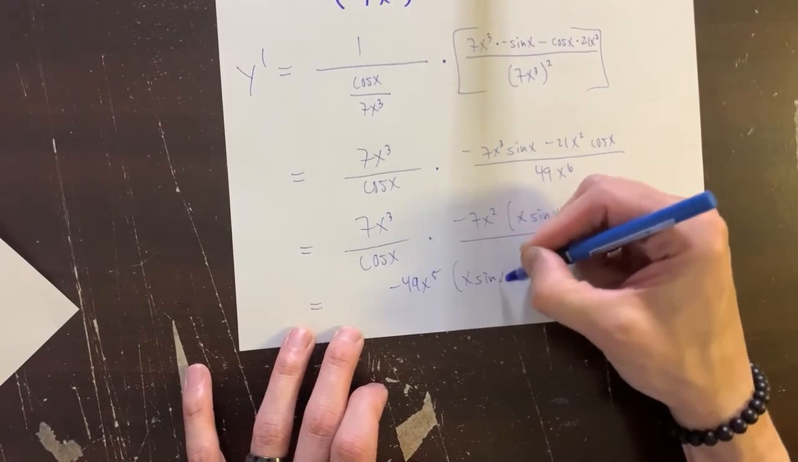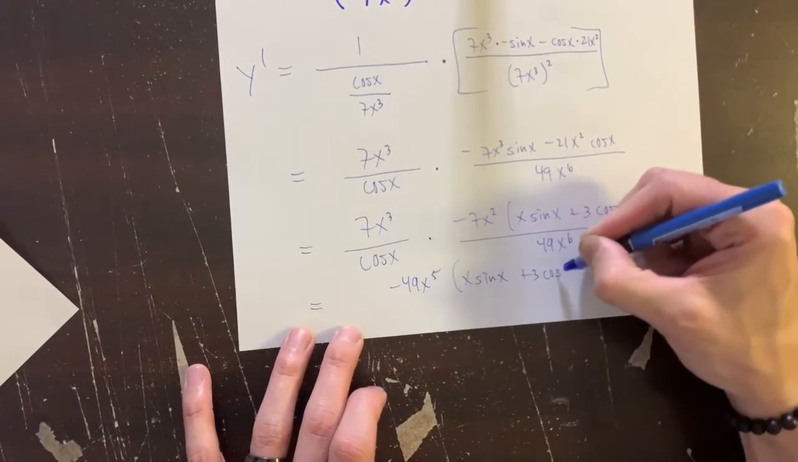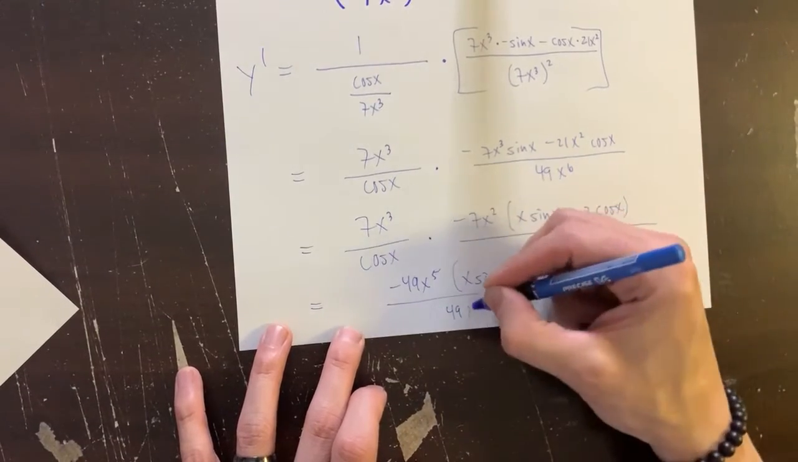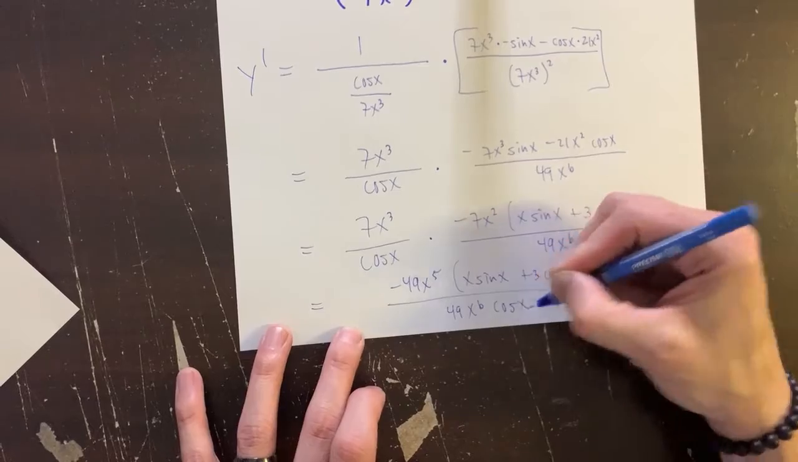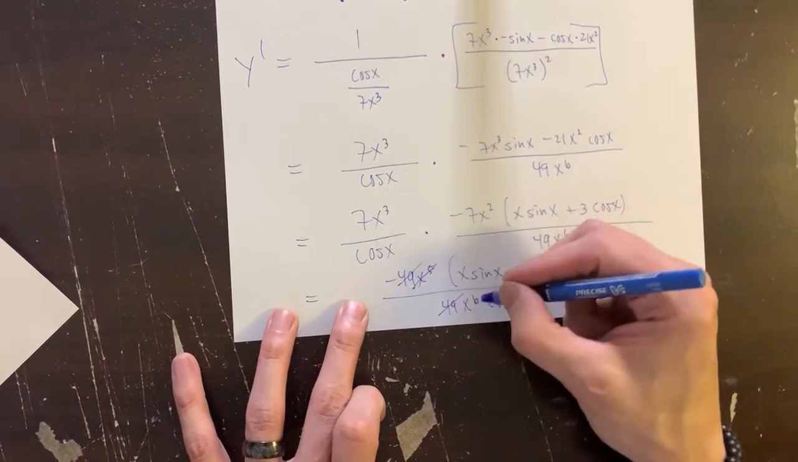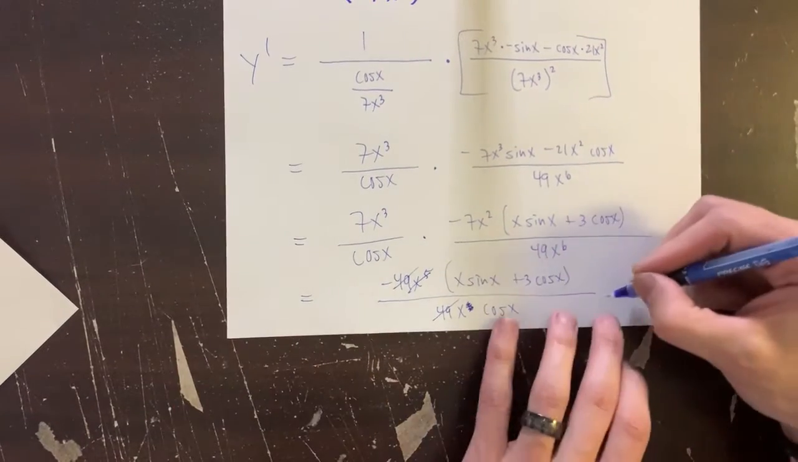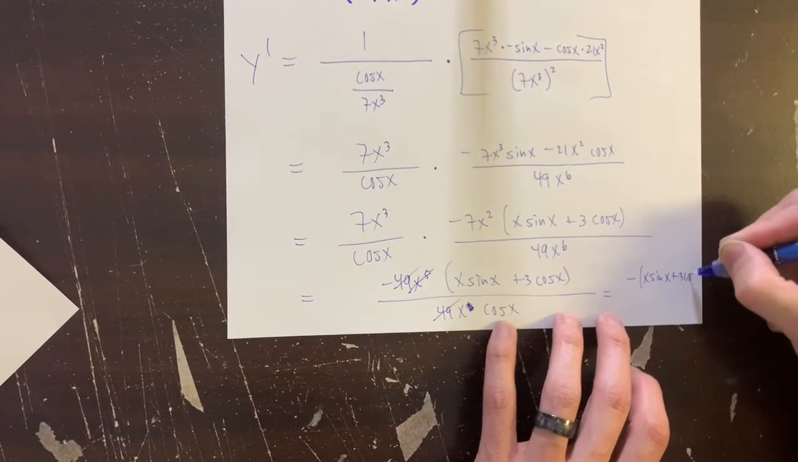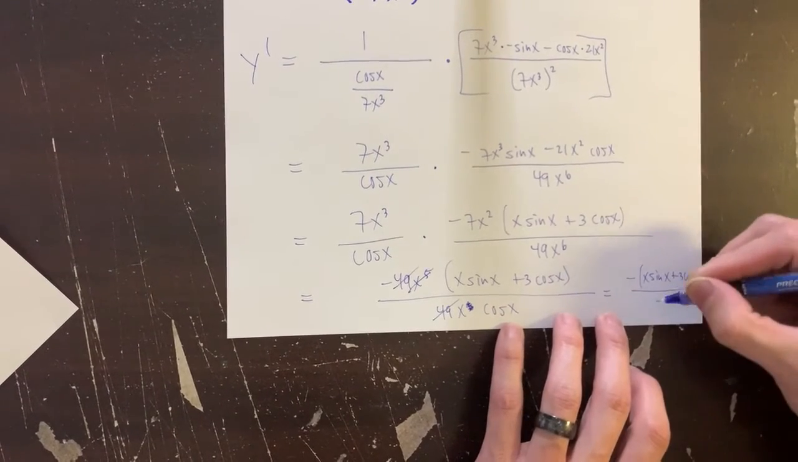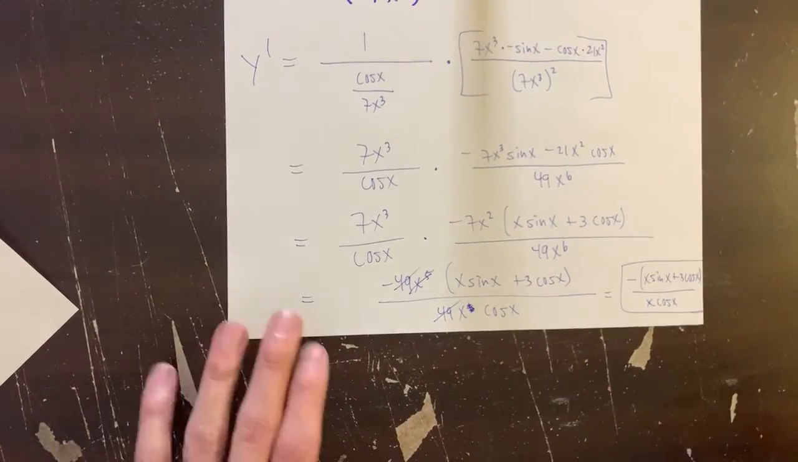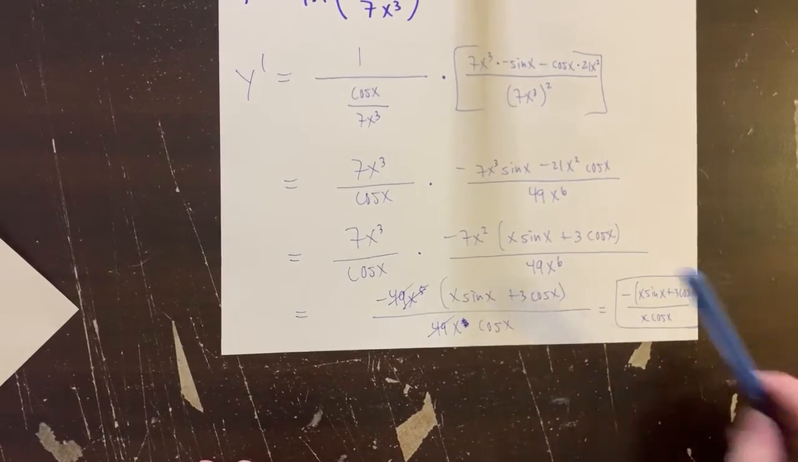Now in the top, that can be negative 49x to the 5th, along with the stuff in parentheses. And then the stuff in the bottom can be called 49x to the 6th times cosine x. And then the 49s knock out. The x to the 5th knocks out the 6th, essentially. And so I'd be left with negative parentheses x sine x plus 3 cosine x over x cosine x. So it seems like for this problem that I just made up, this would be the derivative of that. Let's keep going here.